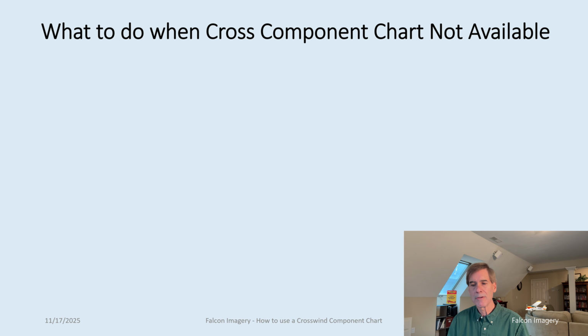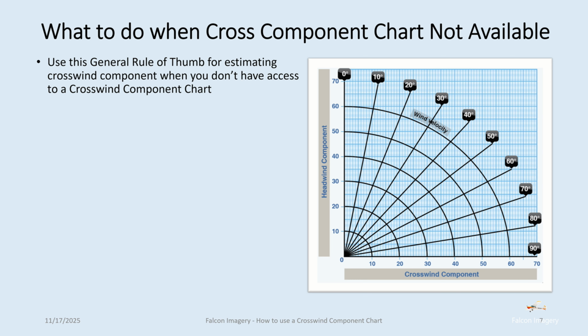Well, what do we do when we don't have a crosswind component chart available to us? And this happens a lot when you're taxiing down the taxiway and the winds have changed direction a little bit, and you wonder, is this going to be a problem or not? Well, there are some rules of thumb we can use to guesstimate what the winds are. And they're conservative, so if you have no other chart or data available, use these more conservative rules of thumb.